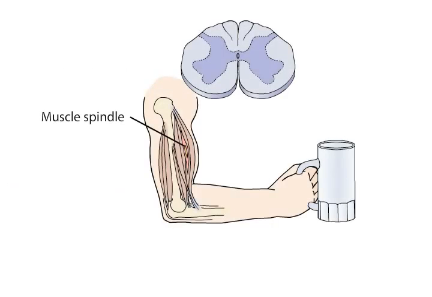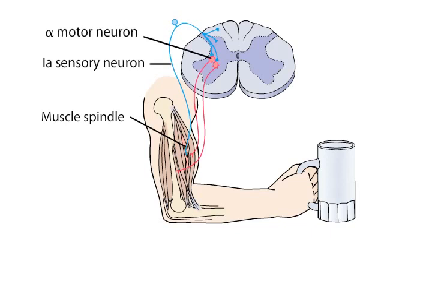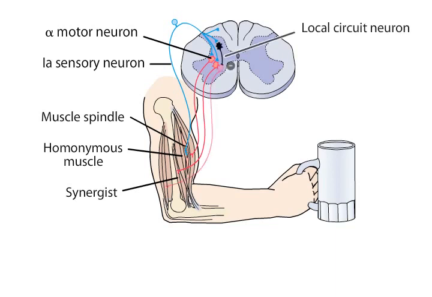The sensory neurons form monosynaptic excitatory connections with the alpha motor neurons in the ventral horn of the spinal cord that innervate the same, homonymous, and synergist muscles. The sensory neurons also innervate local circuit neurons that form inhibitory connections with the alpha motor neurons of antagonistic muscles.